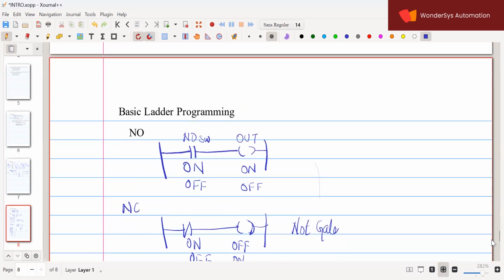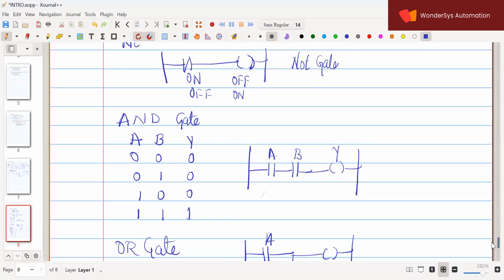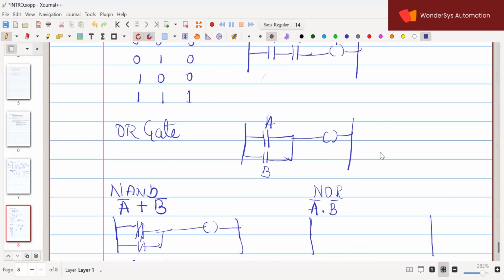In AND gate, what have we seen? In AND gate, we have used two switches in series. Why? Because it is a multiplication operation, correct? Yes, ma'am. Now, in the OR gate, we have used a parallel combination because it is a plus, addition operation, correct?